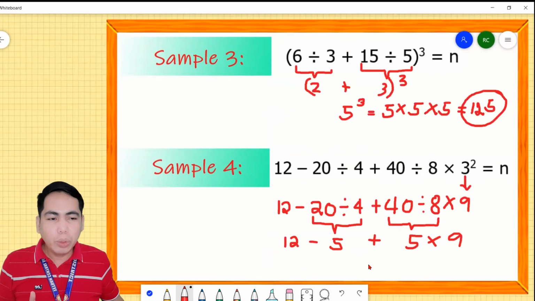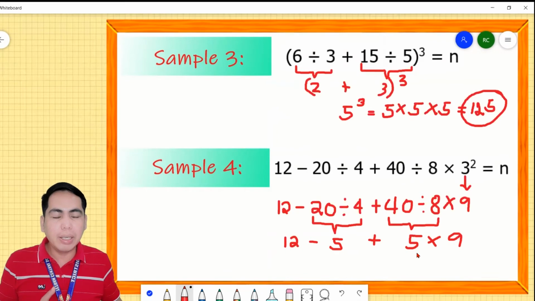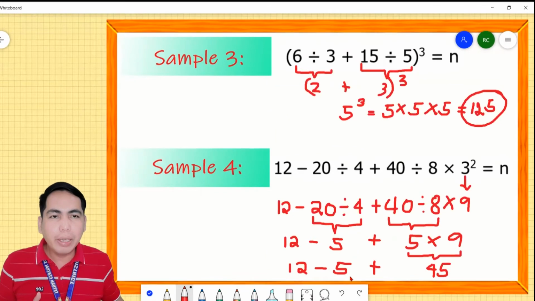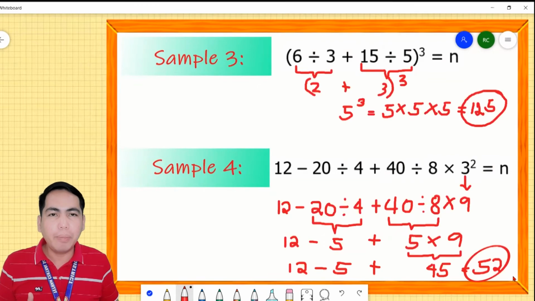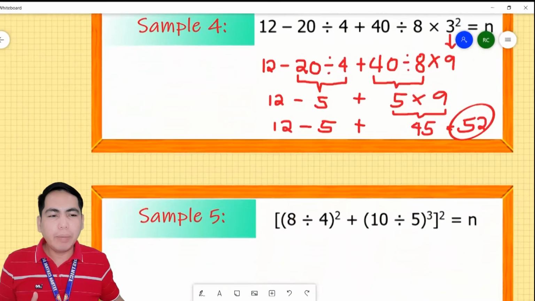Next, we have to do the multiplication. Since multiplication will be performed first than addition and subtraction, even if multiplication comes last in the equation. So 5 times 9 will give us 45. 12 minus 5 will give us 7 plus 45 will give us 52. So therefore, the value of n for number 4 is 52. Now let's proceed to number 5 example.